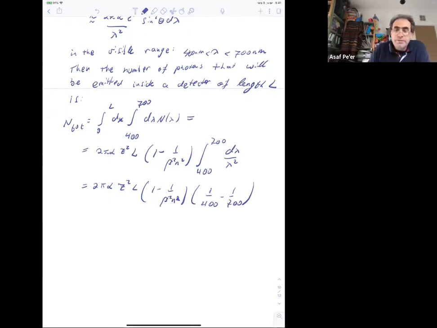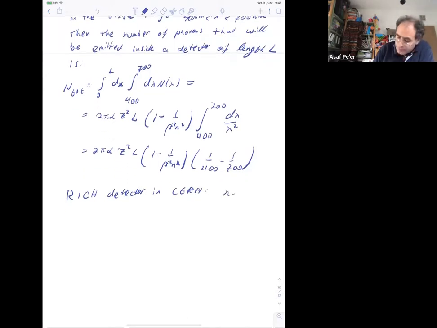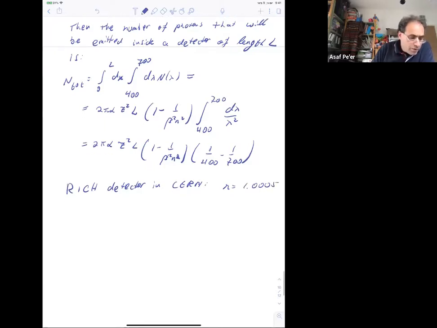So if I use parameters which are relevant for the RICH detector, which stands for ring imaging Cherenkov detector, at CERN, then n is 1.0005, and if we want N total, let's say 25 photons at least, then we end up that L should be greater than 54 centimeters.